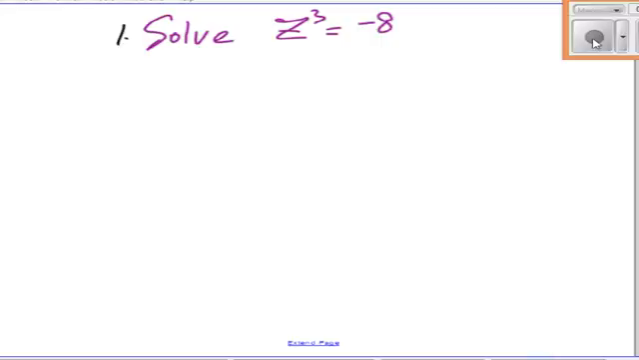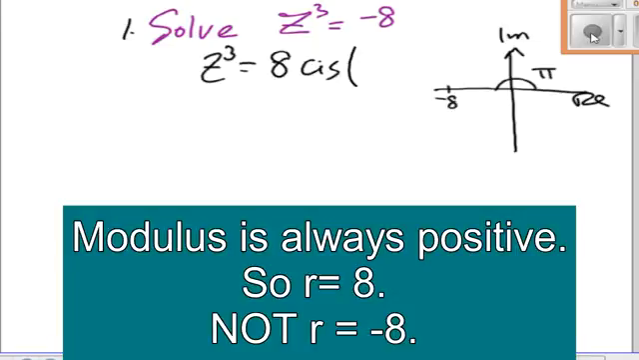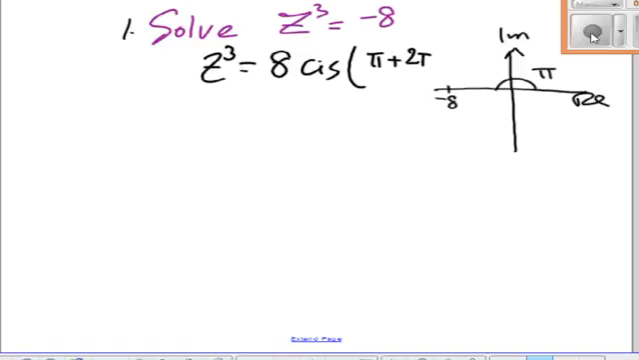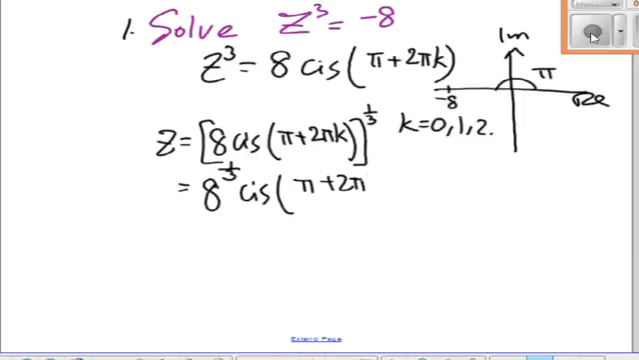For example, z to the power of 3 equal to -8. That's -8 in terms of polar form: the modulus is 8, and the principal angle here is pi. Therefore, z cubed can be written as 8 cis (pi plus 2 pi k), where k in this case can be 0, 1, or 2, because right up to n minus 1, so 3 minus 1 is 2. Therefore, z is (8 cis (pi plus 2 pi k)) raised to the power of 1/3. And so it's 8 raised to the power of 1/3 cis ((pi plus 2 pi k) over 3) for k being 0, 1, or 2.